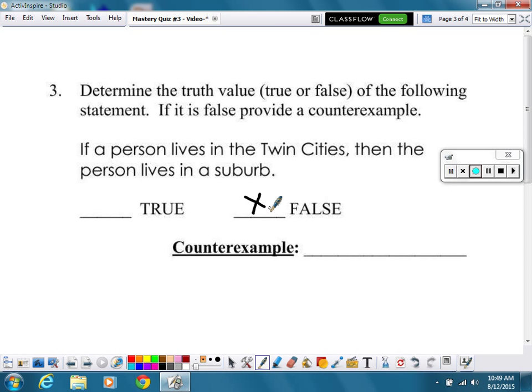because you could be living in the Minneapolis or St. Paul city proper. You don't necessarily have to be living in a suburb. All right? So we want to be able to understand the truth value of a statement, and if it is false, come up with a reason for it.